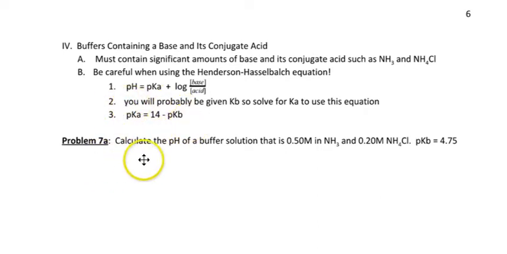So problem 7a: calculate the pH of a buffer solution that's 0.5 molar in ammonia and 0.20 molar in ammonium chloride. Again, chloride is going to be just a spectator ion. It doesn't do anything about the acidity or basicity of the solution. All right, so what should you do first? Yes, you got it. Write down the equation. Why don't you pause this and work it through? You don't need me.